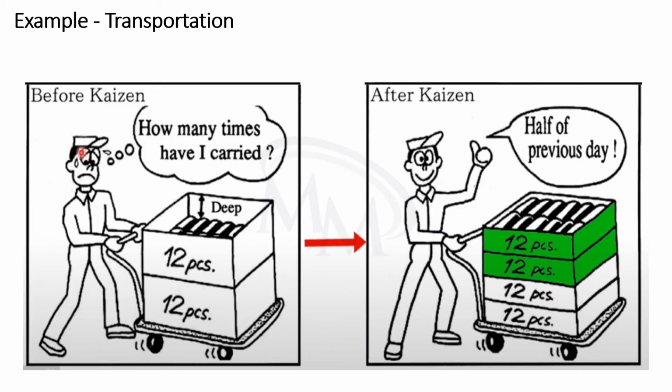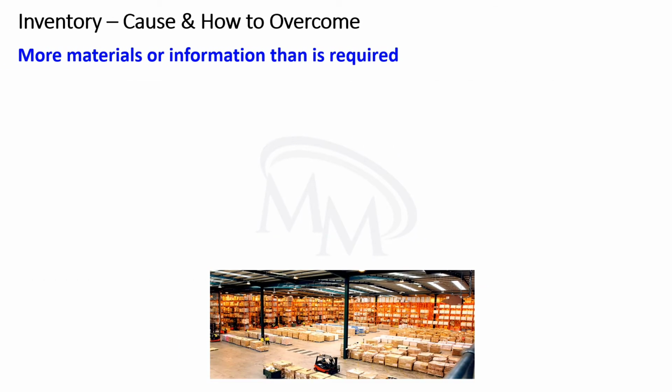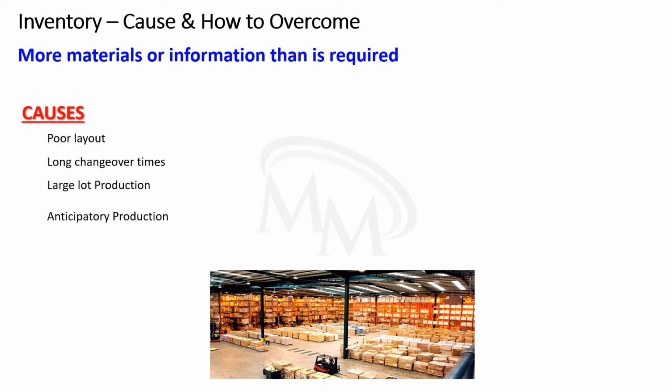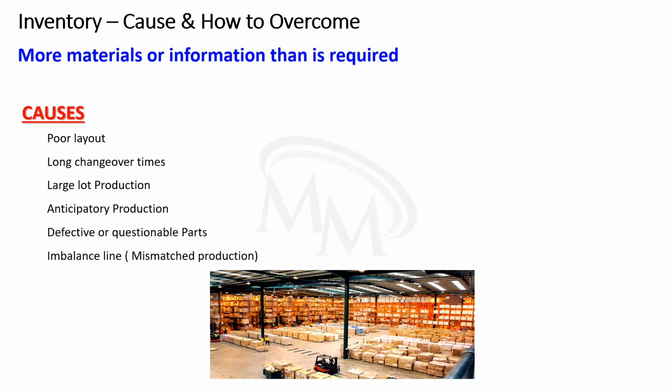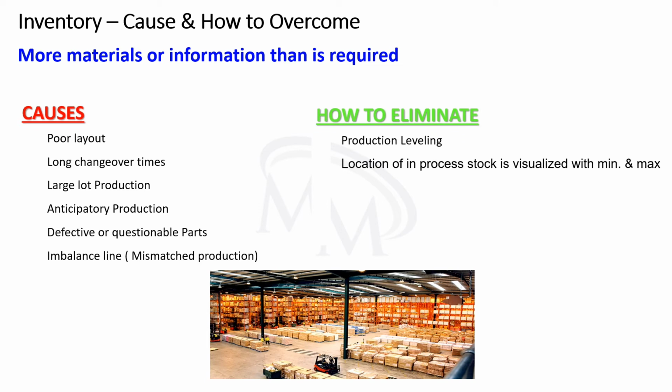Here you can find an example of unnecessary transportation due to non-utilizing resources eliminated after implementing Kaizen. Inventory is more materials or information than is required. It is caused due to poor layout, long changeover times, large lot production, anticipatory production, defective or questionable parts, line imbalance, mismatch production. It can be eliminated by production leveling, visualizing the location of in-process stock with minimum and maximum level, one-piece flow, production using Kanban, and quick changeover operations.